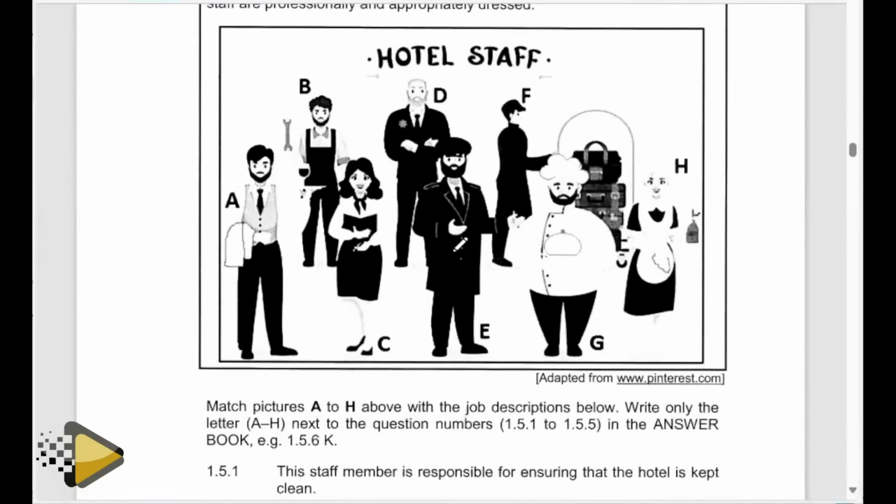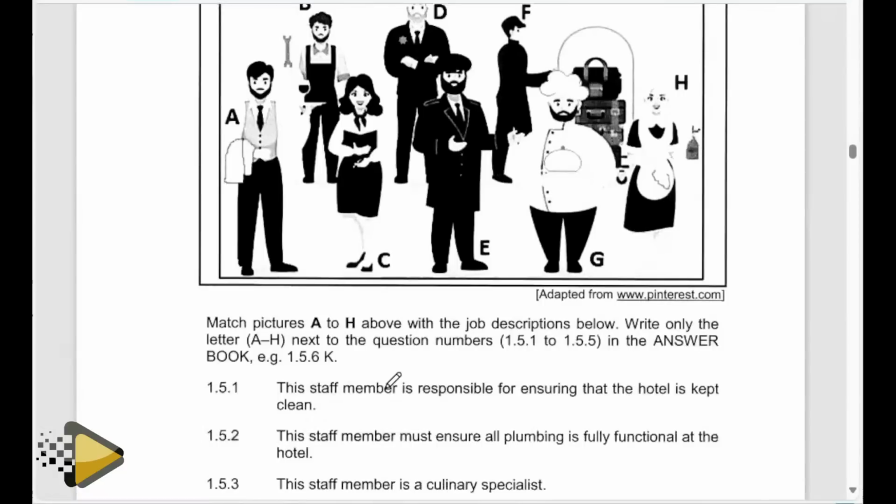So the question reads, match pictures A to H above with the job descriptions below. Write only the letter next to the question numbers 1.5.1 to 1.5.5 in the answer book, e.g. 1.5.6 K. So in this case, we'll be identifying the letter which matches the correct job description. So 1.5.1, this staff member is responsible for ensuring that the hotel is kept clean. So a staff member who ensures that the hotel is kept clean is known as a housekeeper. So in this case, letter H represents a housekeeper.